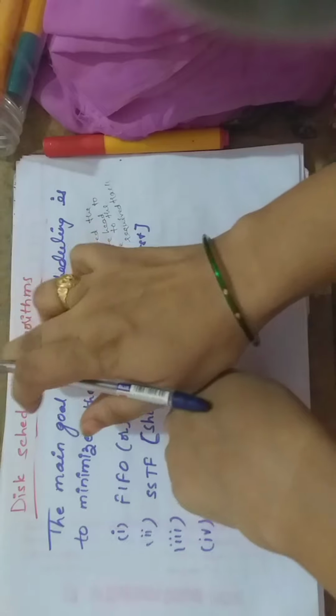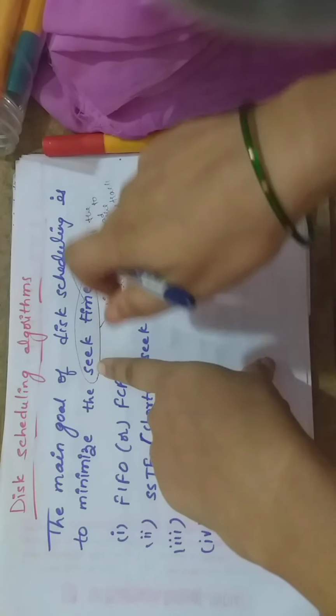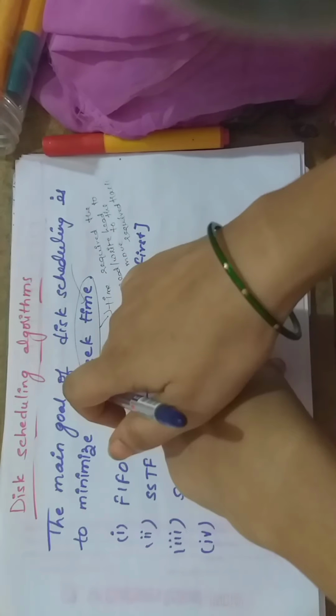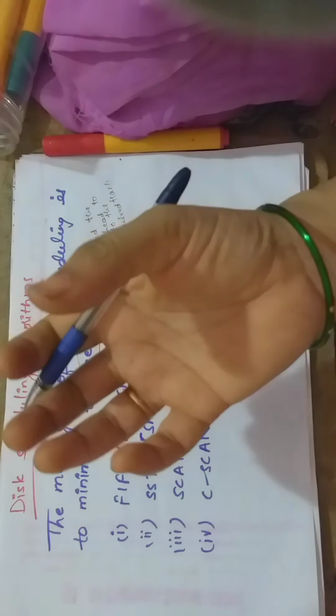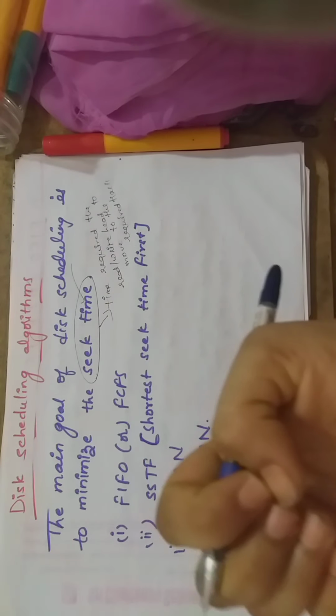The main goal of the disk scheduling algorithms is to minimize the seek time. If you minimize the seek time, the access time is also minimized. Access time is minimized means we can access the information from the disk in less time.